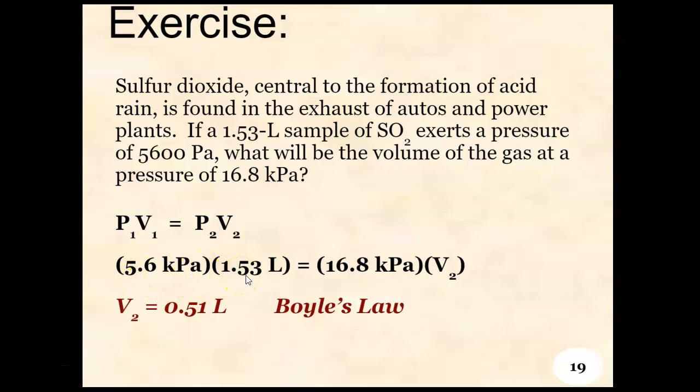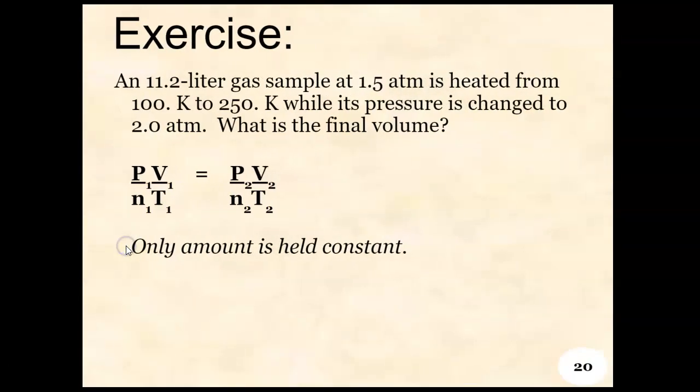You're left with 5.6 kPa times 1.5 liters equals 16.8 kilopascals times V2. As discussed in class, you can multiply these two together and then divide by this to get the answer. This is Boyle's law because it's P1V1 equals P2V2.